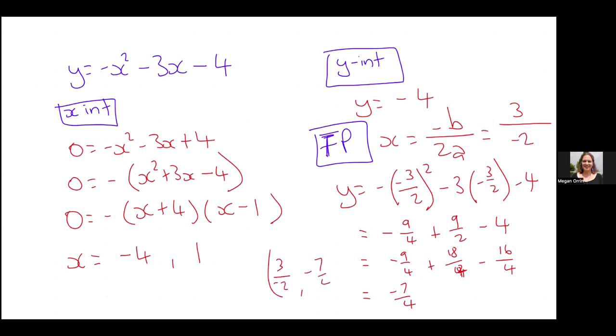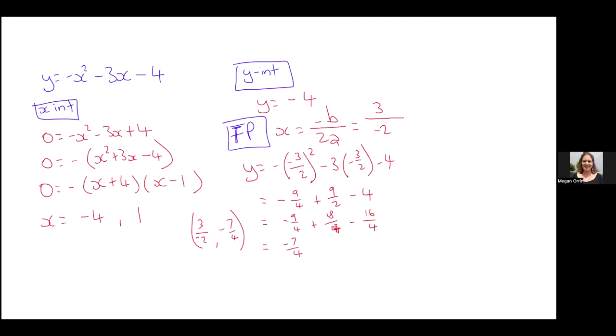Okay, so I have some annoying fractions, but that's totally fine. I'm going to zoom out so I can draw it. So I need some more space.